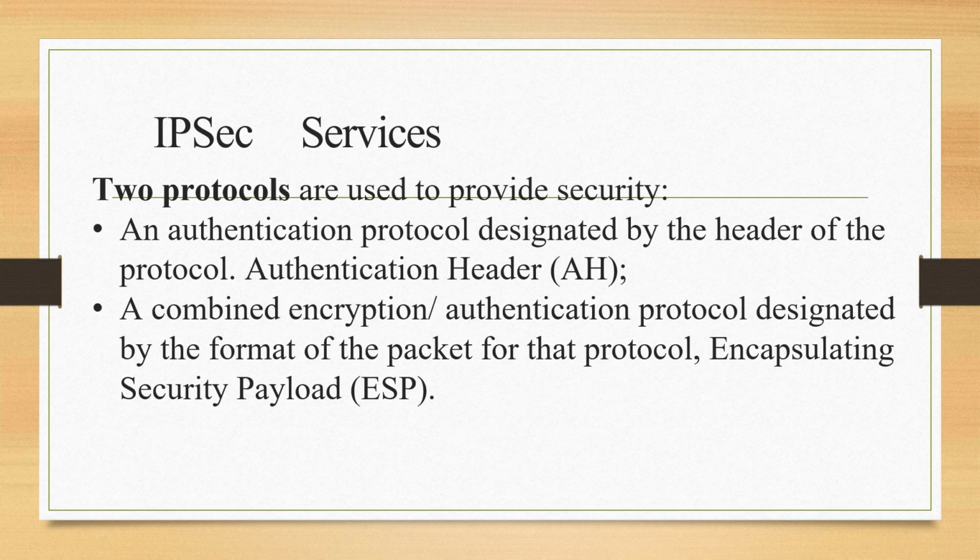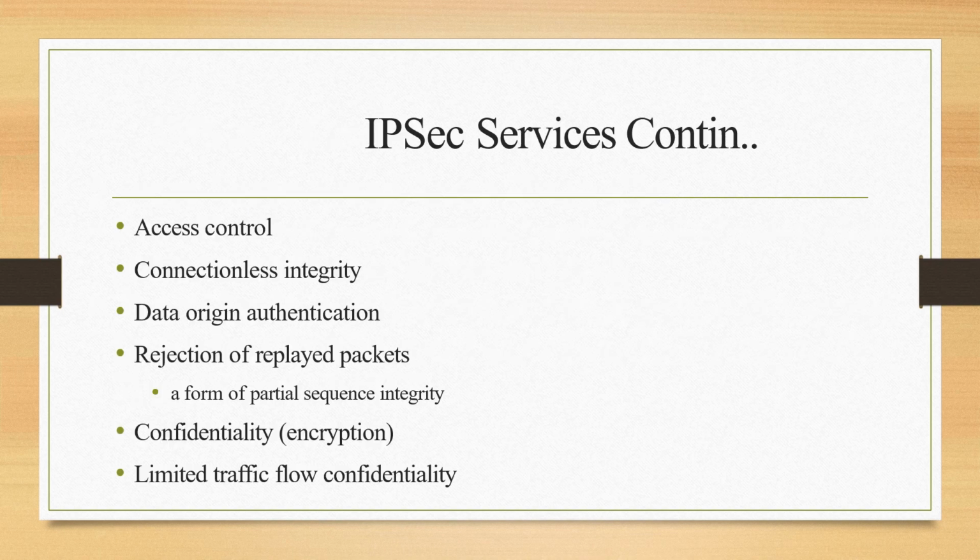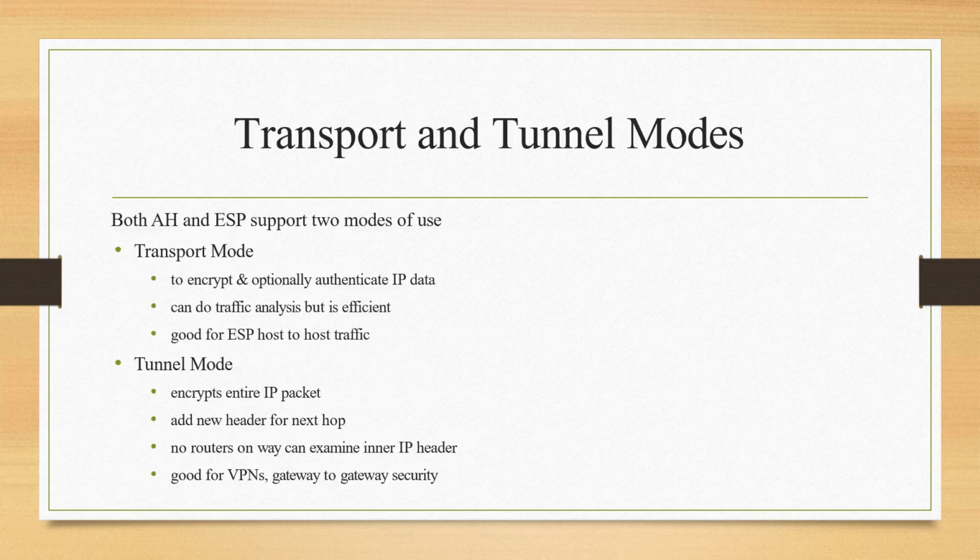RFC 4301 lists the following services. First one is access control, next one is connectionless integrity, third one is data origin authentication, fourth one is rejection of replayed packets, fifth one is confidentiality, and the next one is limited traffic flow confidentiality.